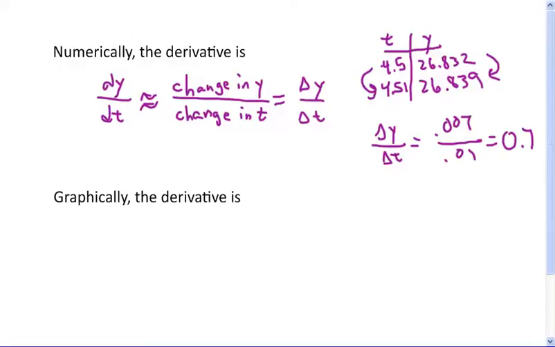Now what you should do really is, instead of doing 4.51, you could maybe do 4.501 and then do 4.5001 and so on, and get closer and closer to 4.5. Make your time interval, your delta t, smaller and smaller. And so of course the way we write that is dy/dt is equal to the change in y over the change in t in the limit as the change in t gets smaller and smaller and goes to 0. So what this number gets closer and closer to as you make your delta t smaller and smaller, that's the actual derivative at 4.5.